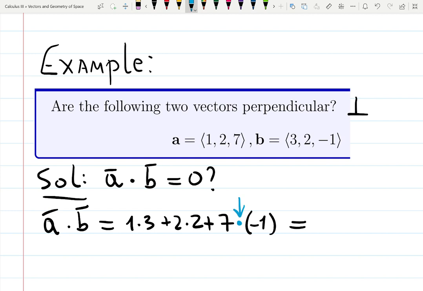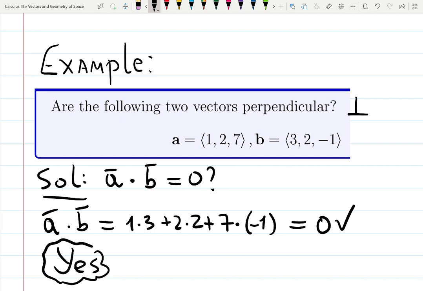But that dot is a product between numbers. Now we're doing a dot which is a product between vectors. Your brain's supposed to slowly agree with this, like it or not, that these are two different things. We're multiplying and adding in two different scenarios. 3 plus 4 minus 7 gives you 0. Yes, they are orthogonal or perpendicular. Not too bad.